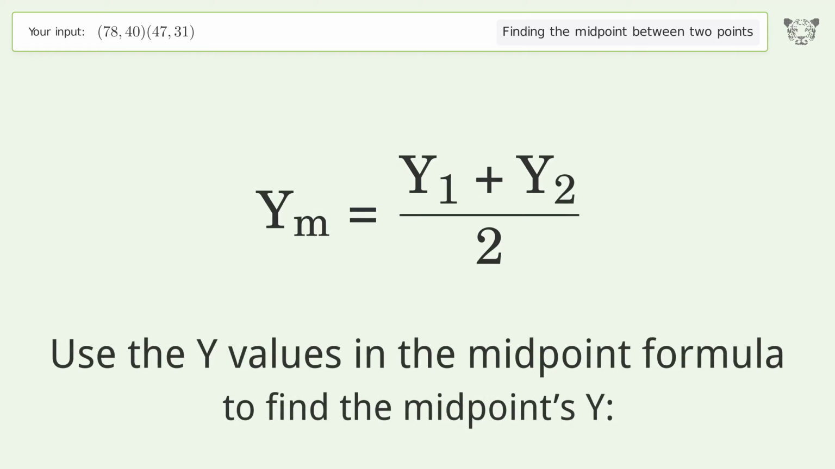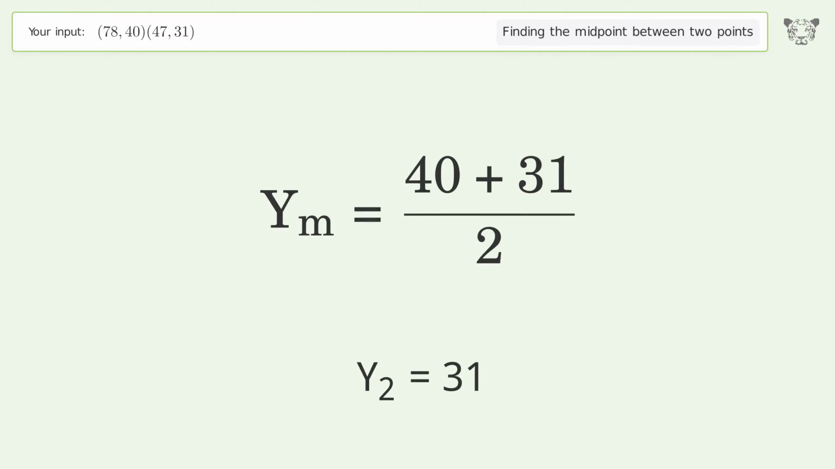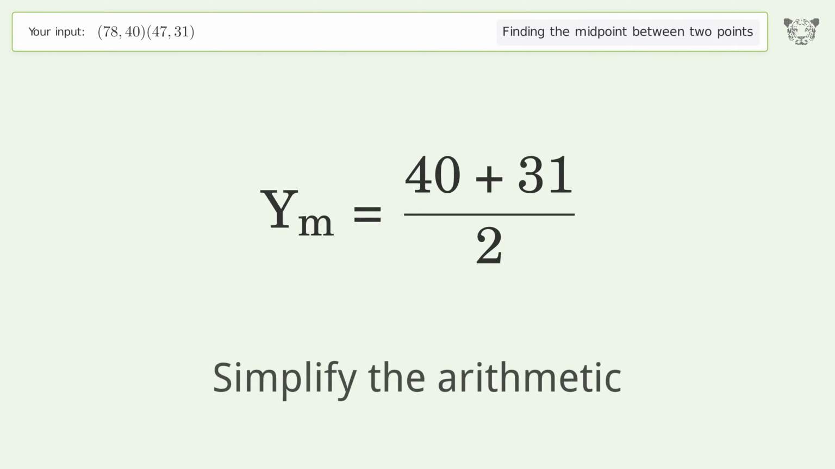Use the y values in the midpoint formula to find the midpoint's y. y1 equals 40. y2 equals 31. Simplify the arithmetic.